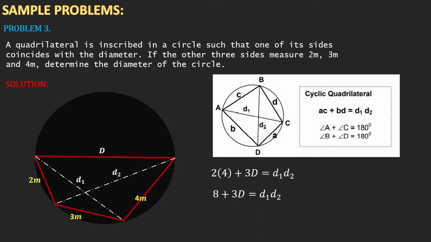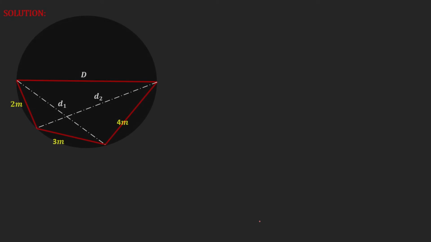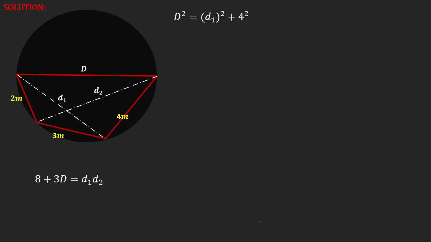Sabi ko kanina, kapag yung isang side ng ating triangle is diameter ng circle, automatic right triangle yan ang mabubuo natin. So, ito right triangle to. Okay, gamitin natin ang Pythagorean theorem para makagawa tayo ng equation ni D1 at saka ni D2 in terms of diameter. So, ganito po yan.